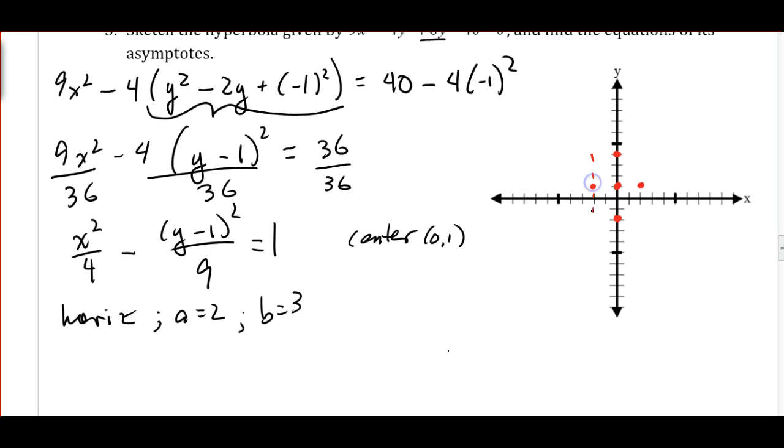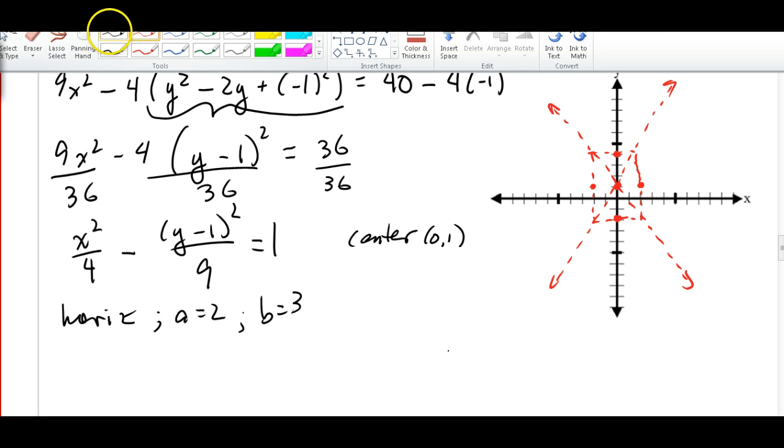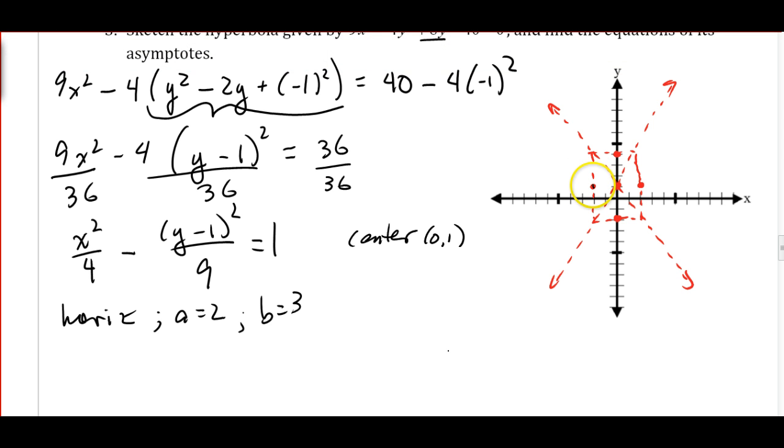I'm going to draw in my rectangle. Draw in my asymptotes, which we're going to find the equation of in a moment. Here's my second asymptote with a negative slope. And then I can draw on the curve. Again, it's horizontal. So these are my vertices here. There's the one vertex on the left. Here's the other vertex on the right. So there's my sketch. And now I just need to find the equation of the asymptotes.